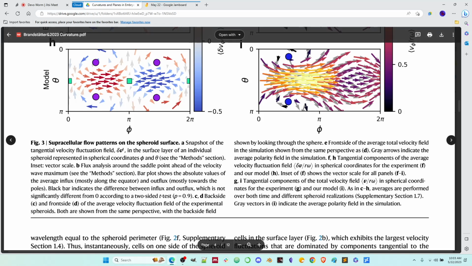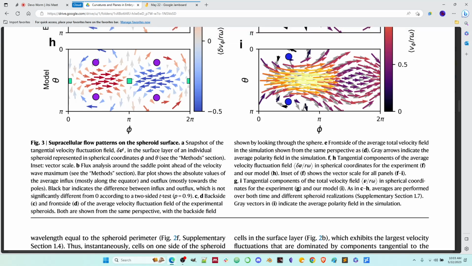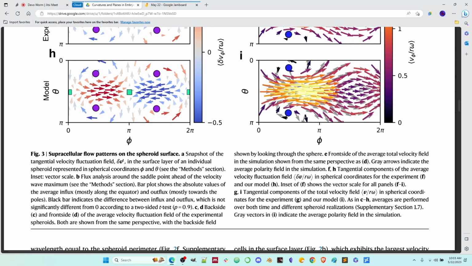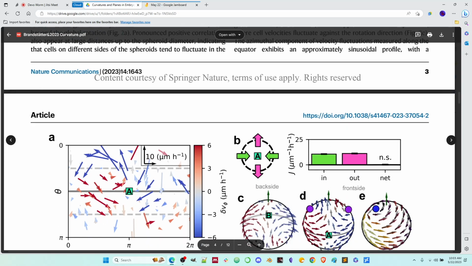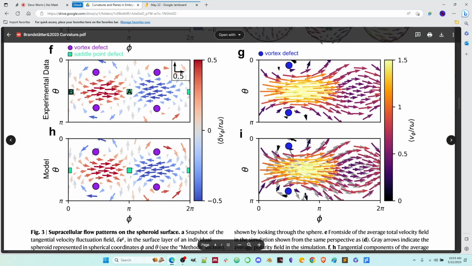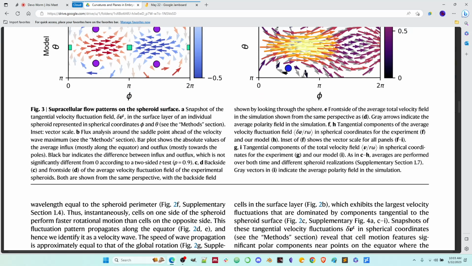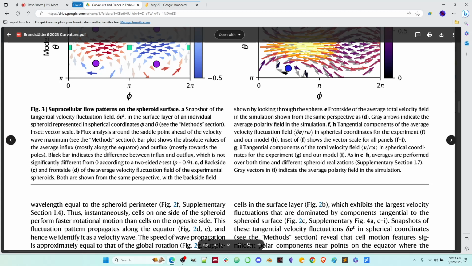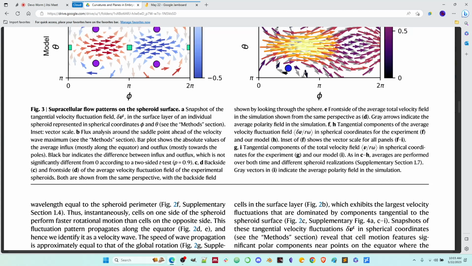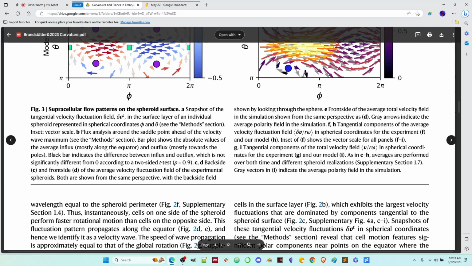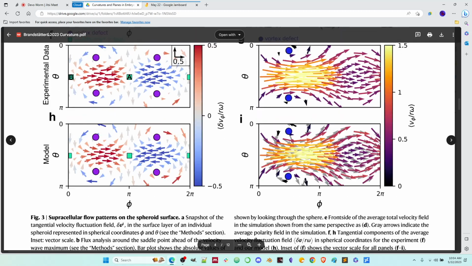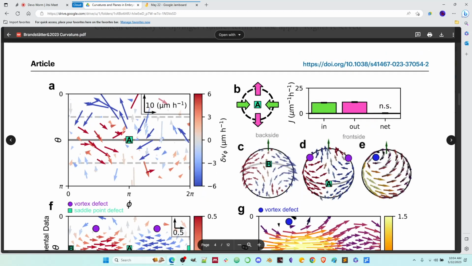So let's see. So A is the snapshot of the tangential velocity fluctuation field in the surface layer of an individual spheroid. So that's A. This is where you have this flow field. B, flux analysis around the saddle point ahead of the velocity wave maximum. You have to go to the method section to get precise definitions for a lot of these things. Bar plot shows the absolute value of the average influx, mostly along the equator, and outflux mostly towards the poles. So things come in at the equator and move out towards the poles. So you see that up here, this is the bar graph they're referring to. You have this influx and outflux, and then this is what it looks like in the sphere.